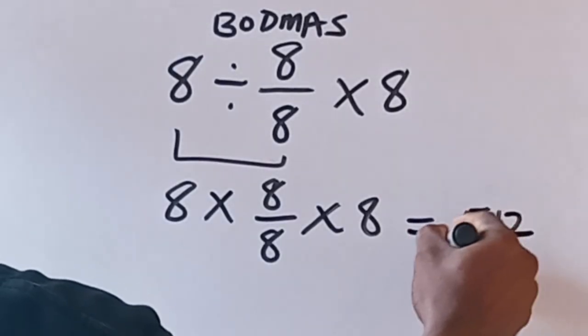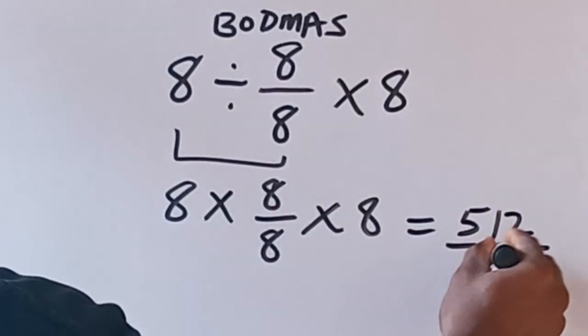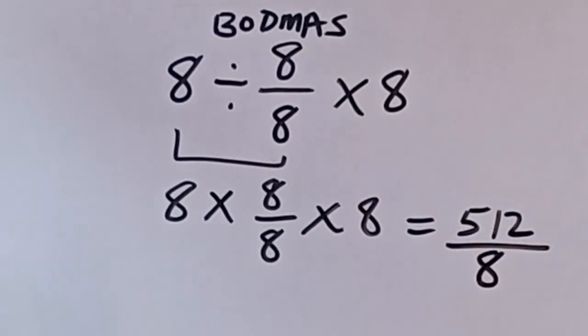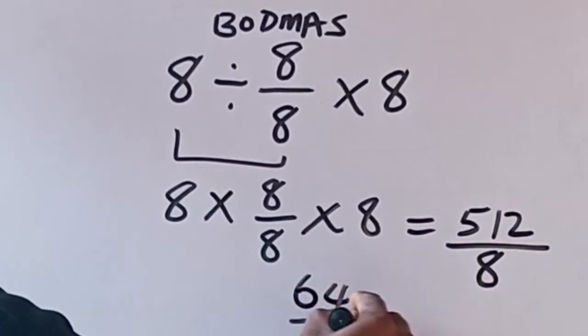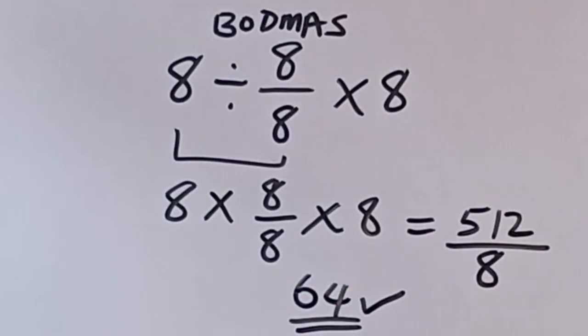512. Divided by this 8, which is equal to what? 64. So our answer is what? 64. This is the correct answer.